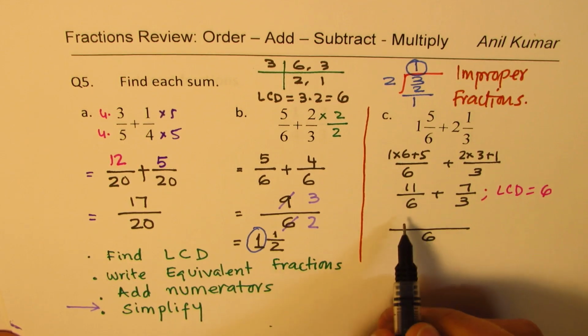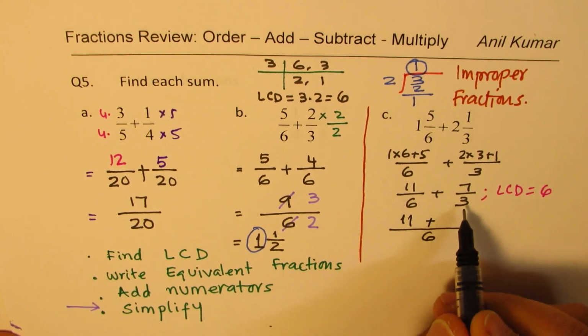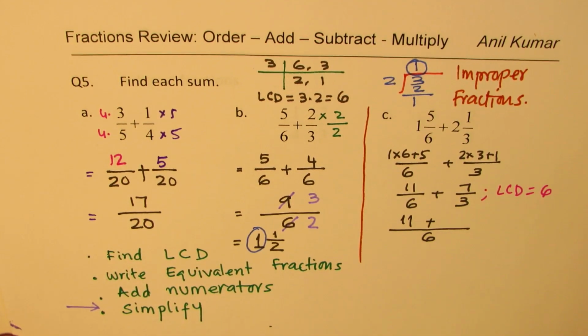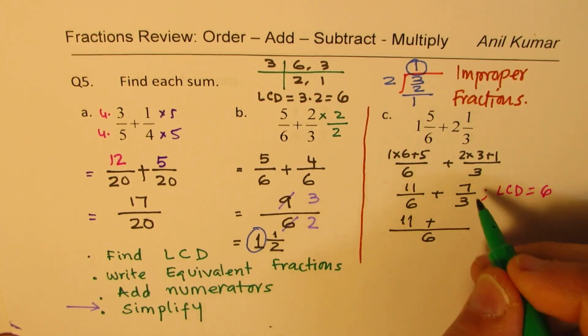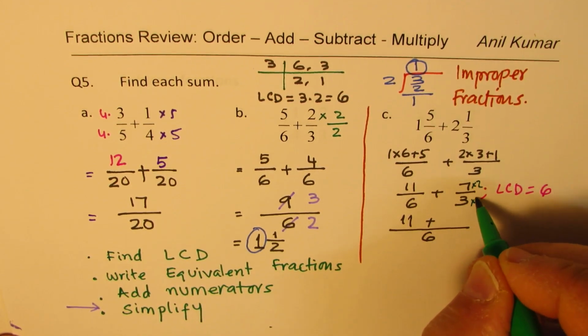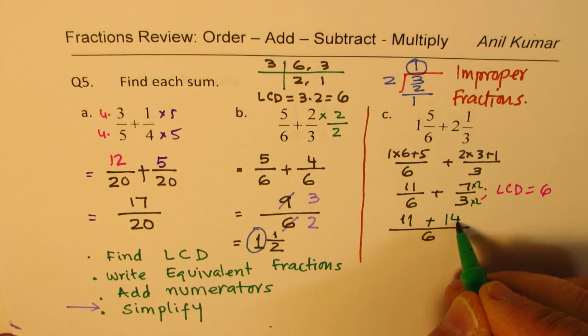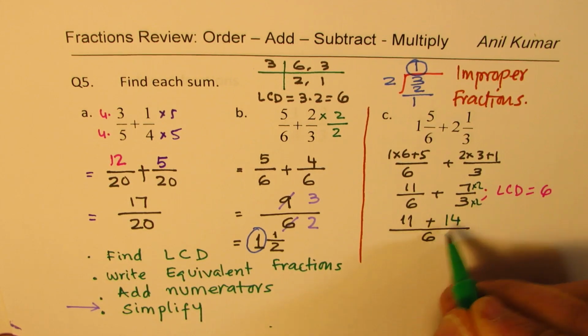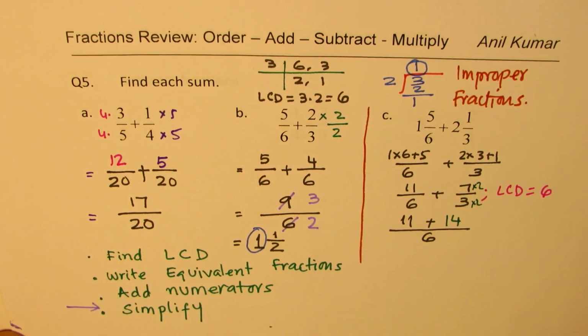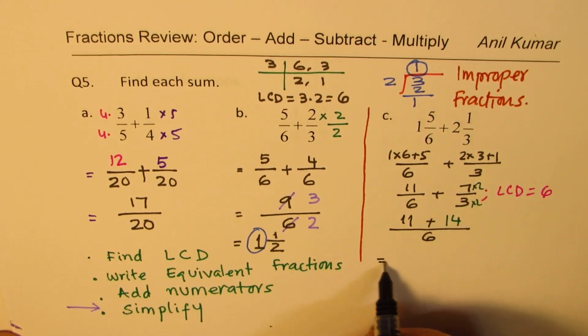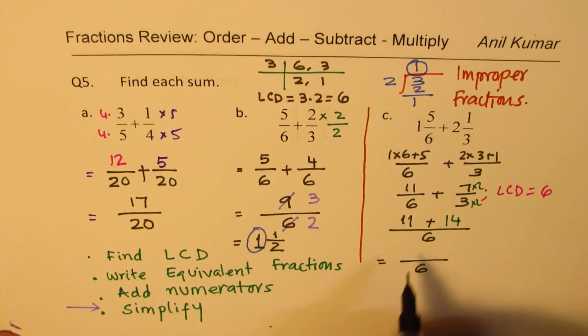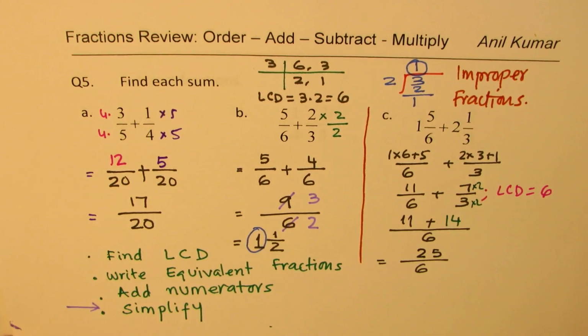6 denominator, numerator remains as 11. Here, 3 denominator. You need to multiply this by 2, right? So you have to multiply both of them by 2. So what do you get? You get 14 here. Do you see that? To make 3 times 2, 6, numerator 7 will be multiplied by 2. And now, when you multiply by 2 and then add, you still have denominator of 6. 11 plus 14 is 25, so we get 25 over 6.